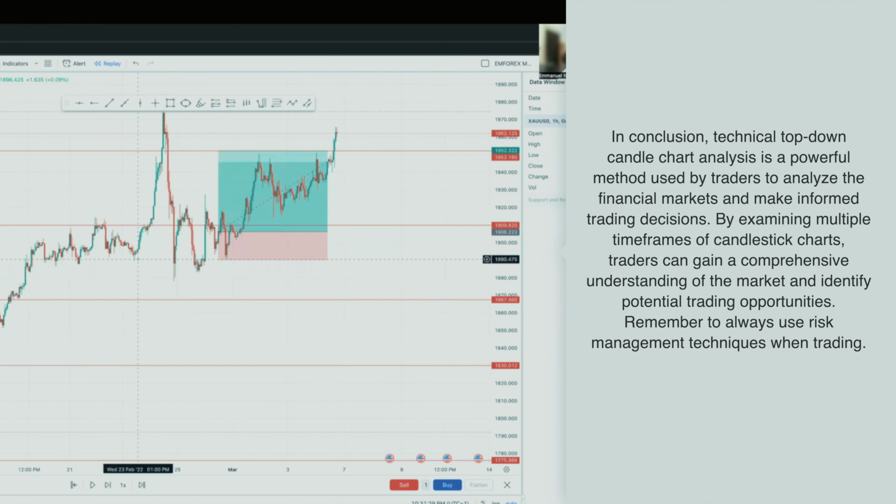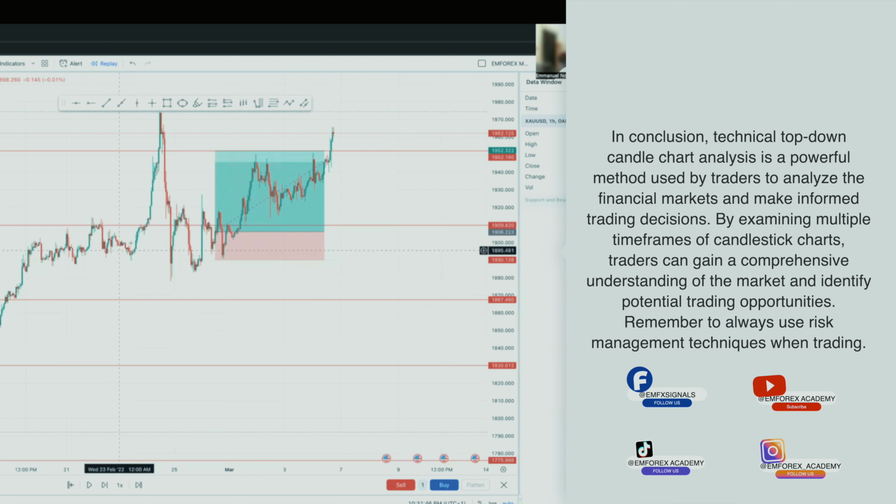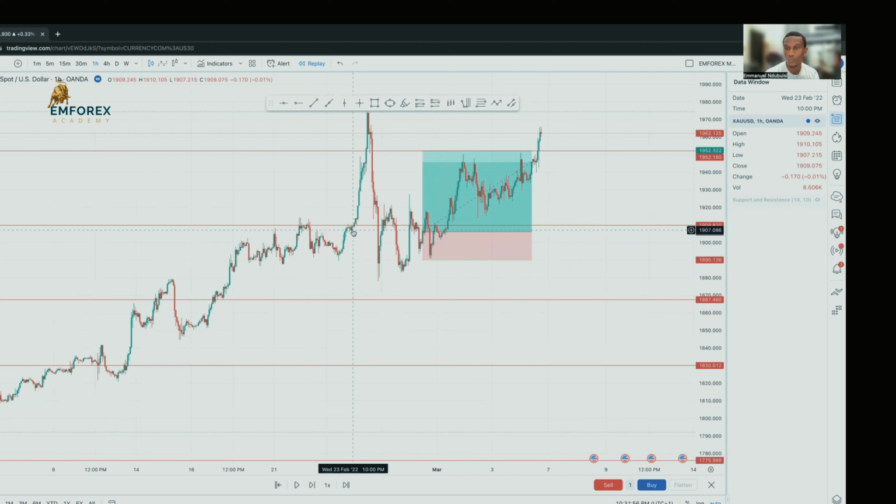In conclusion, top-down technical analysis is a powerful method used by traders to analyze the financial market and make informed trading decisions. By examining multiple time frames of candlestick charts, traders can gain a comprehensive understanding of the market and identify potential trading opportunities. Remember to always use proper risk management when trading.